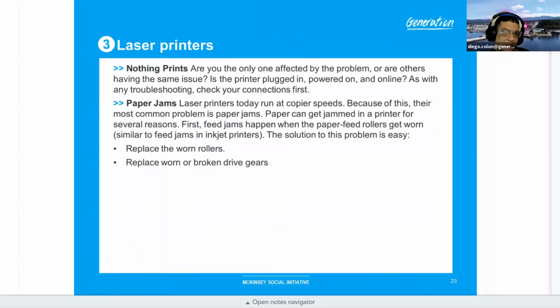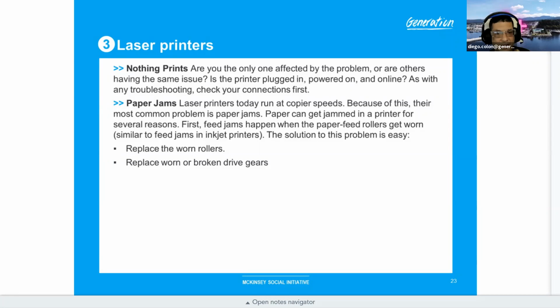Nothing prints. Obviously, are you the only one affected is the first thing we need to ensure. Also, we might want to try to print directly from the print queue instead of from the application. Ensure that it is turned on and or restarted. And lastly, that beautiful online button that everyone loves to touch can be touched, and if it's offline, it won't print anything. Next area is your paper jams.